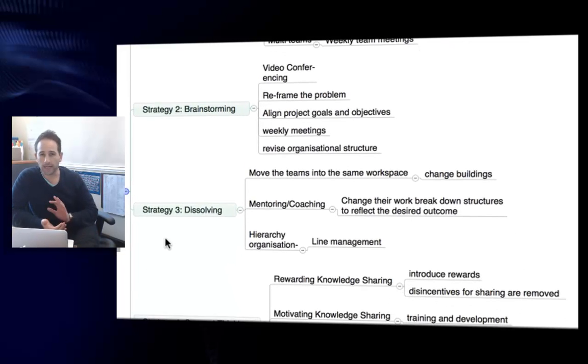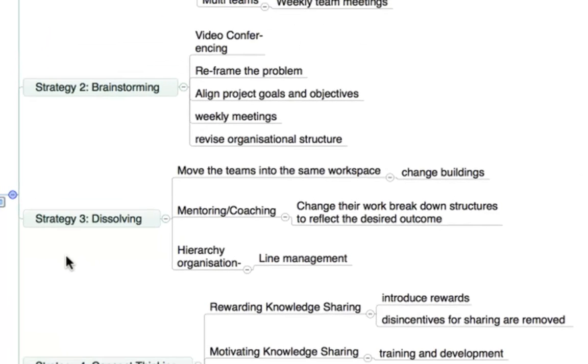Strategy 2, the brainstorming. I tried to remove all judgment from my problem solving process, and I just rattled off some ideas with no judgment whatsoever. So firstly, I came up with video conferencing. I thought about reframing the problem, whose problem is it, aligning the project goals and objectives together, weekly meetings, revise organisational structure, etc.